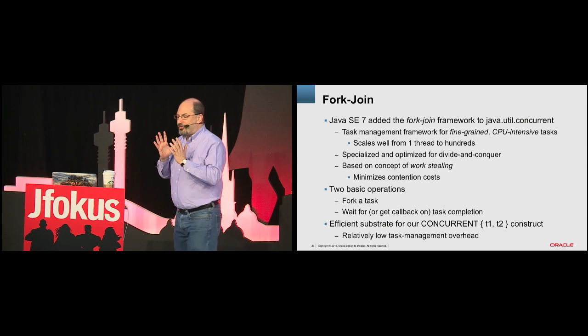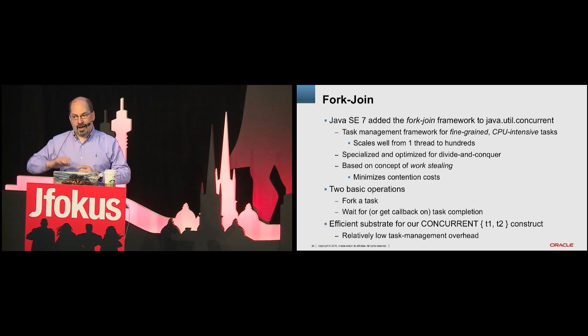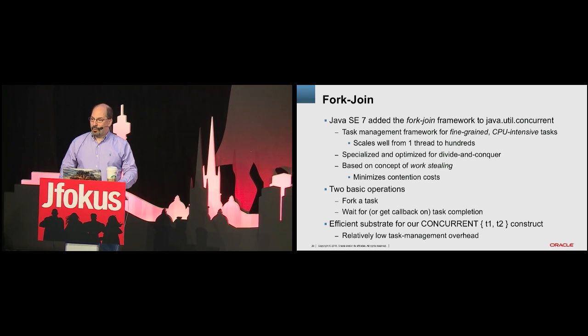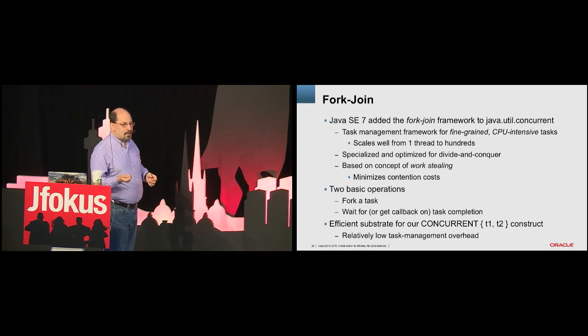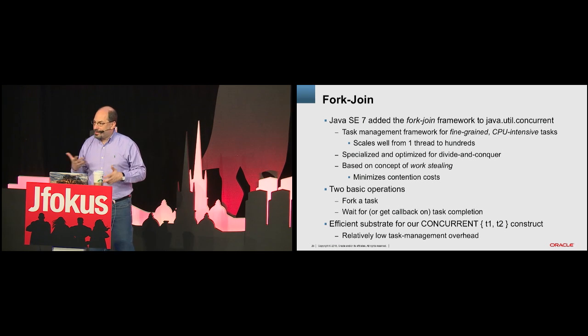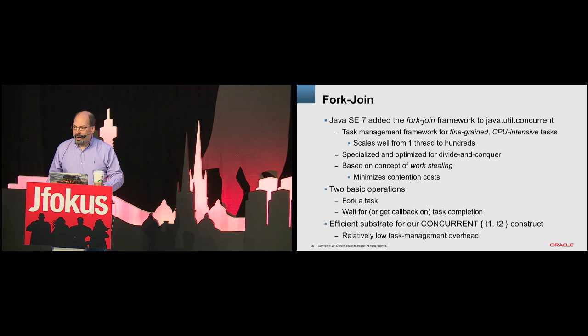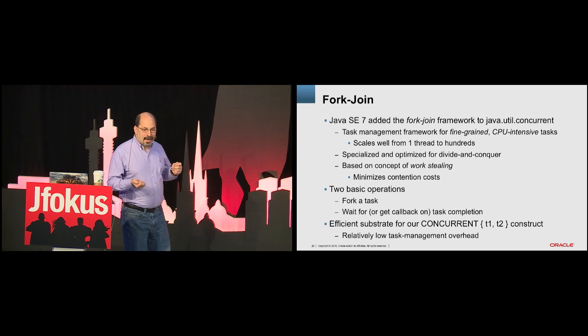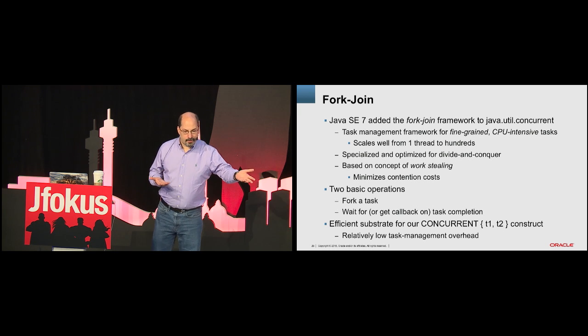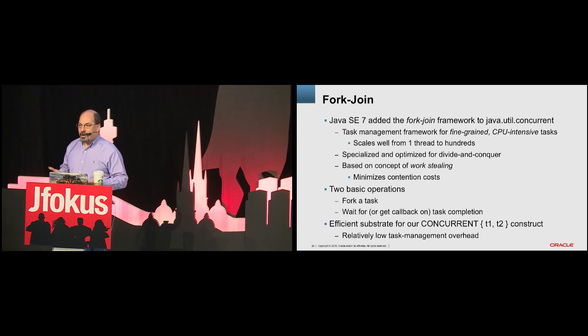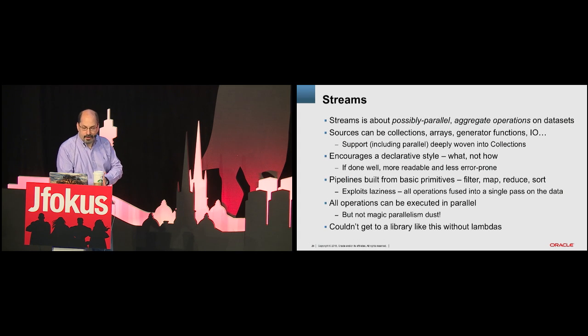These are designed for fine-grained, CPU-intensive tasks, not reading from files, not making web service requests, but doing computation. And it's specifically optimized for divide and conquer style computation based on the concept of work stealing. It's super efficient for this kind of task. And the basic operations are fork a task off and wait for a task to complete, fork and join. So this is an efficient substrate for the little concurrent primitive that I illustrated in the earlier examples, and has relatively good task management overhead.